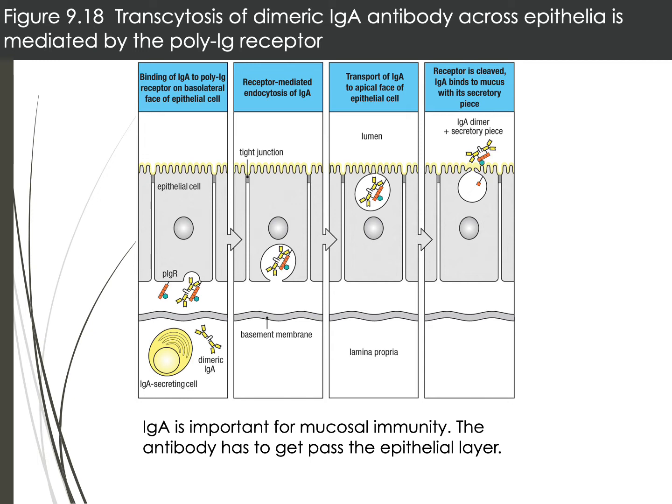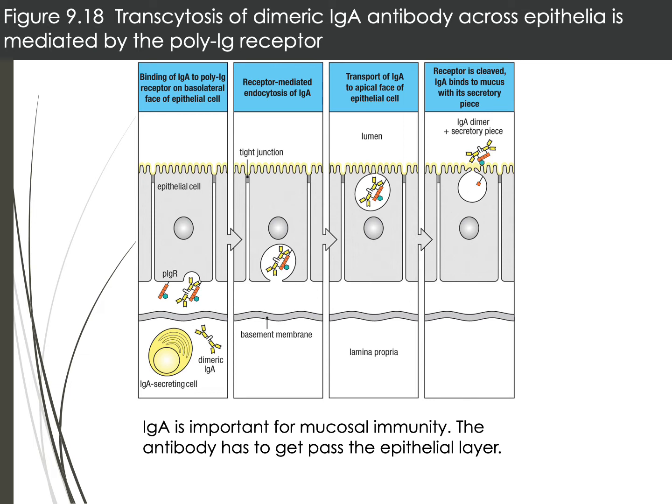So they need to enter through that basolateral surface, which is the bottom surface. So here we see pIgR, what we call PIGR. This is a poly Ig receptor, so it's able to bind IgA. You can see how IgA is going to bind it. That causes endocytosis of the IgA antibodies. It's going to transport to the apical surface. So the apical surface is going to be the top of the endothelial layer to the lumen, and so it can be transported out.